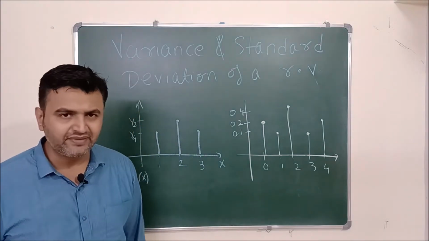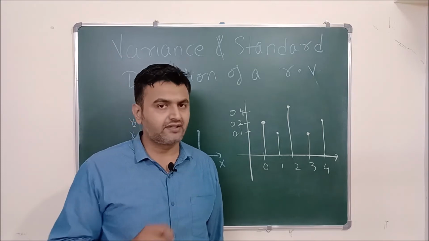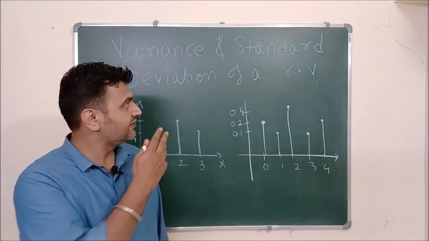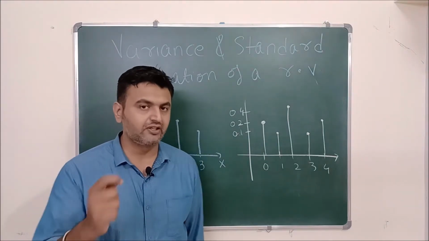Standard deviation is also the same thing, but a little bit nicer number. Both of them are numbers, but SD is a nicer number. We will come to it.